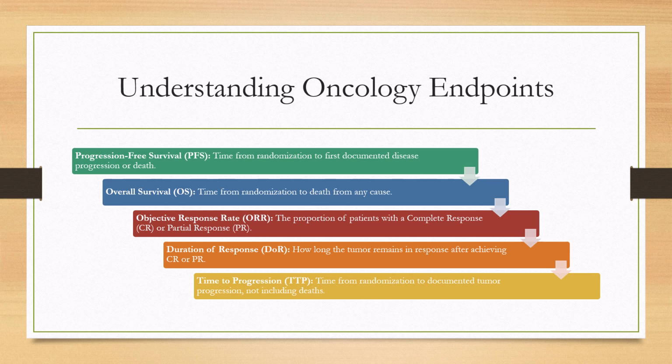The next endpoint is the time to progression, which can also be defined as the time from randomization to documented tumor progression, but does not include death. The time to progression measures the amount of time from the start of treatment until the disease, such as cancer, begins to worsen or progress, that is, the tumor grows or spreads. The time to progression is used in clinical trials to assess how long a treatment helps delay the progression of the disease, providing insight into the drug's effectiveness in preventing the disease from getting worse.